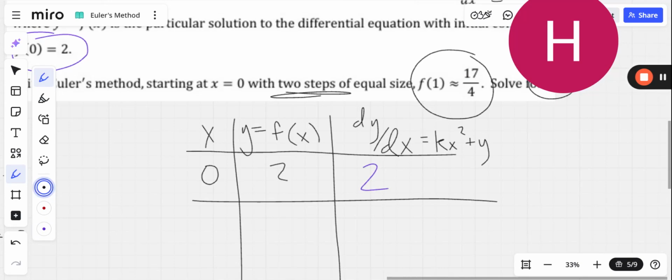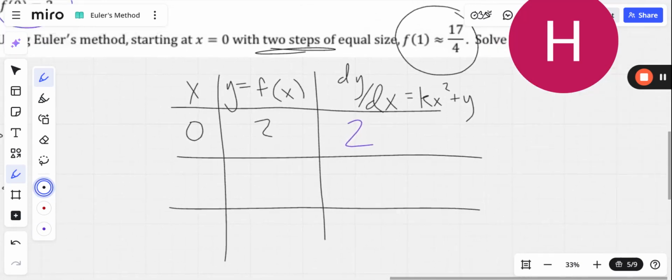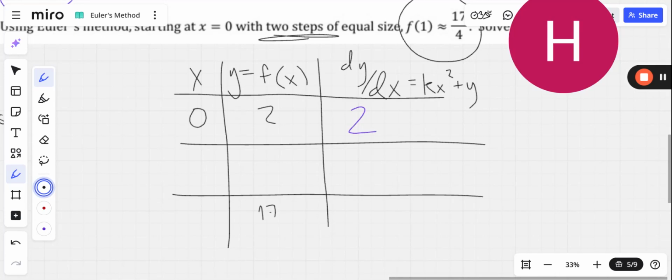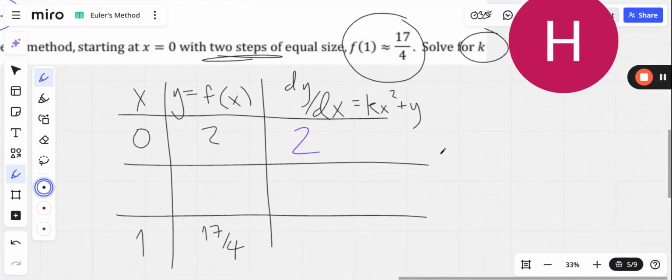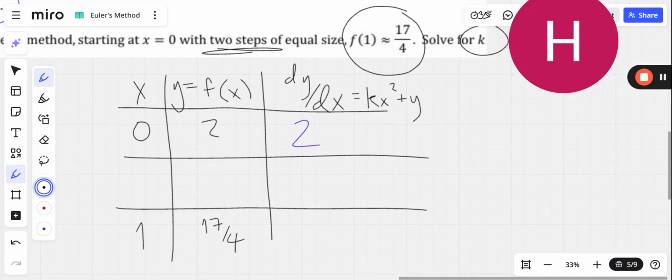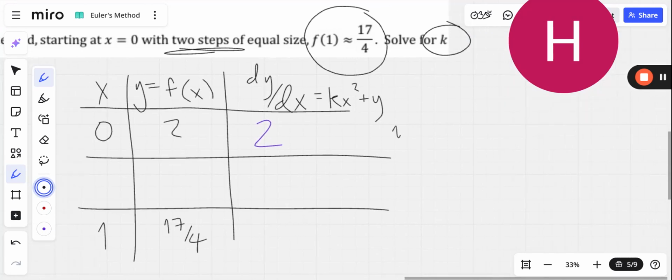And we're using 2 step sizes to get to f of 1 is 17 over 4. So we already have some of the information. We're not looking for f of 1. We're using the fact that f of 1 is already discovered in order to predict what the k value is on Euler's method. So let's go ahead and write the tangent line. We're going to say y minus 2 equals 2 times x minus 0. And we know that the step size is 0.5 because we're taking 2 steps of equal size to get from 0 to 1.